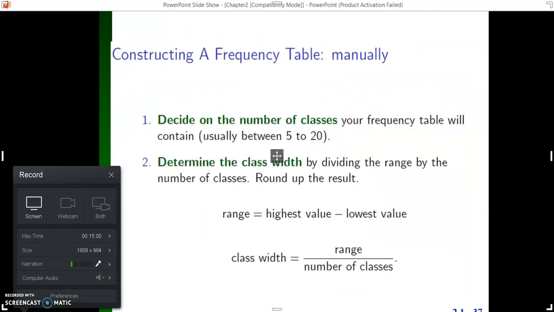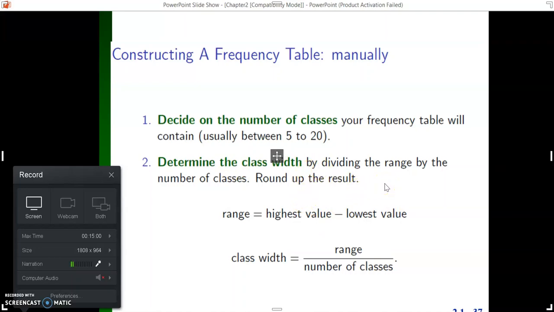Right. Now the steps. How to construct a frequency table manually. Step number 1, decide on the number of classes your frequency table will contain. Mostly we use a number of classes between 5 and 20, not too big and not too small. Next, determine the class width.